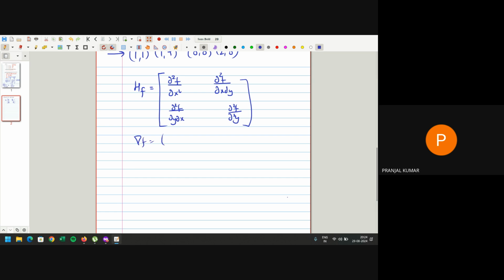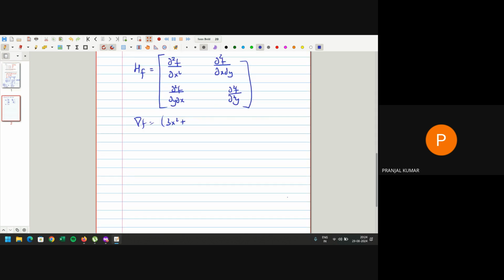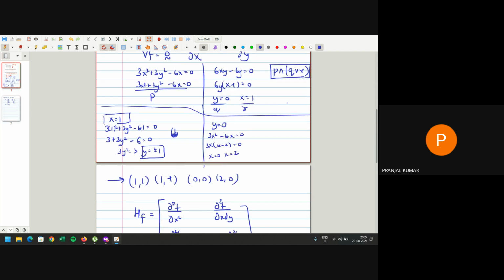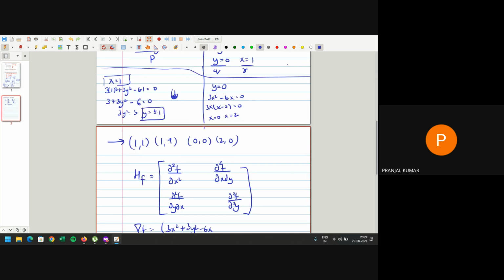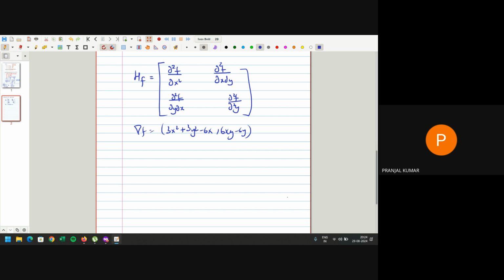So delta f is (3x² + 3y² − 6x, 6xy − 6y). Okay, so this was your gradient vector function. So let's write Hf. Differentiate the first row by partially differentiating this vector with respect to x. Then the second row you will get by differentiating this vector again with respect to y partially. Okay, so just quickly do it.